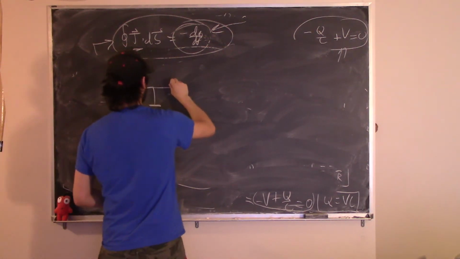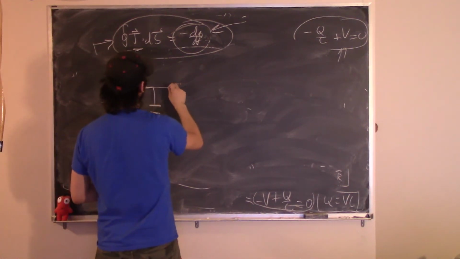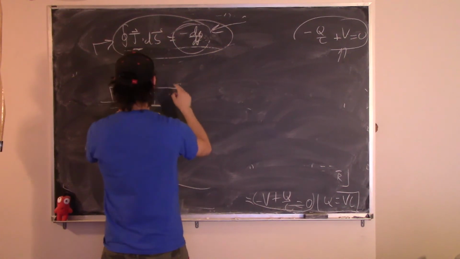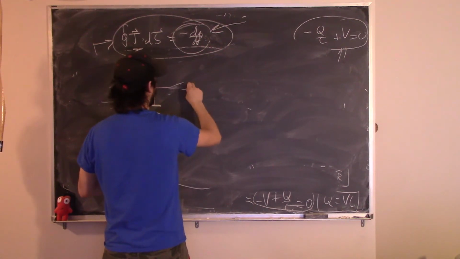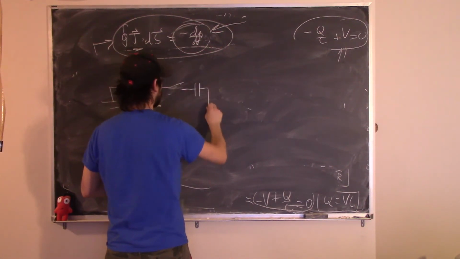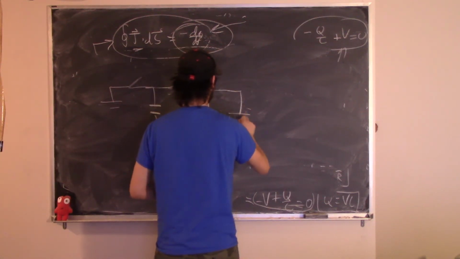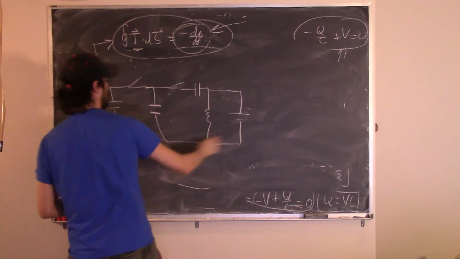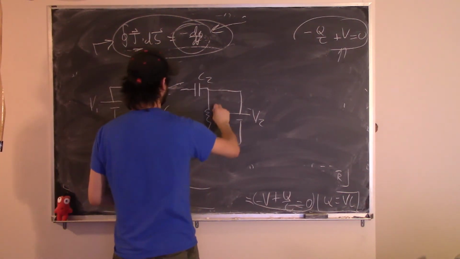So really, we have two states for this problem. I'm not going to draw the general switches open, switches closed. I'm just going to draw it in the two states. So the first state looks like this. I think this was a V1. Yeah, this was a V1. This is a V2. This is a C1. This is a C2. And this is R.